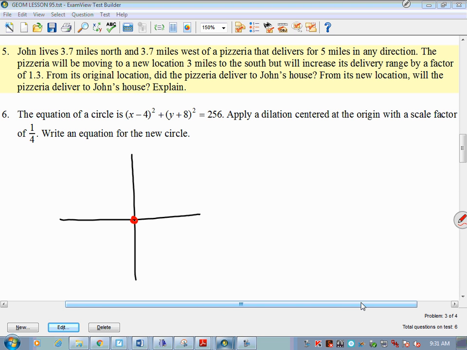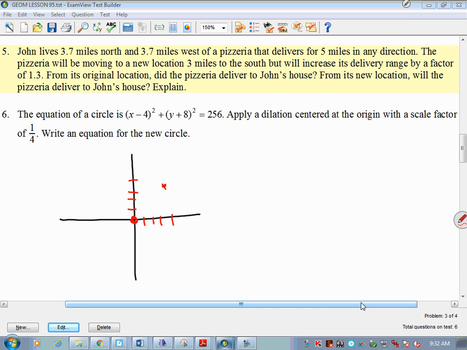Everything revolves around Casey's, because that's where the pizza is made, right? I live 4 blocks from the Casey's. Doesn't matter because they don't deliver. All right, so John lives 3.7 miles north and 3.7 miles west. So we'd go 1, 2, 3, 4. We're at 3.7, 1, 2, 3, 4, 3.7. So we're about right in there, correct?